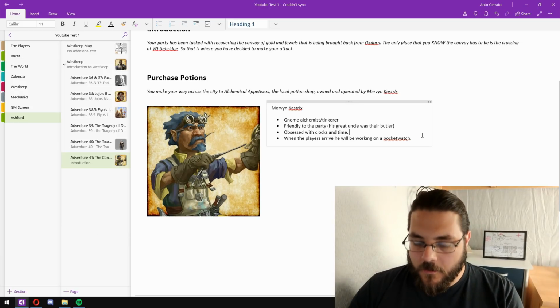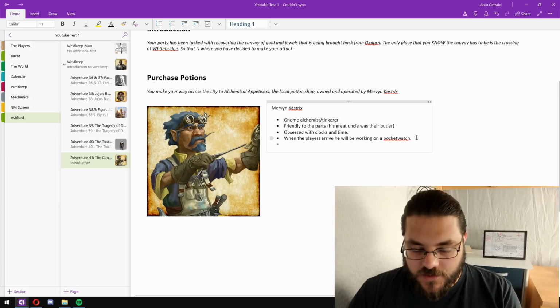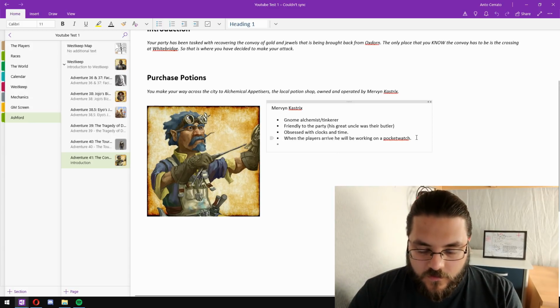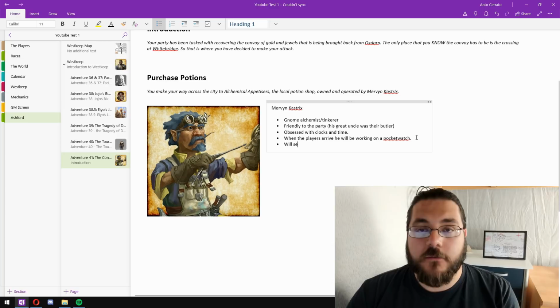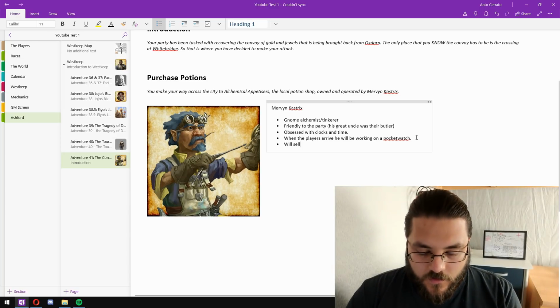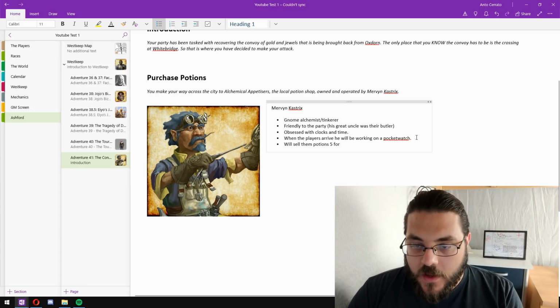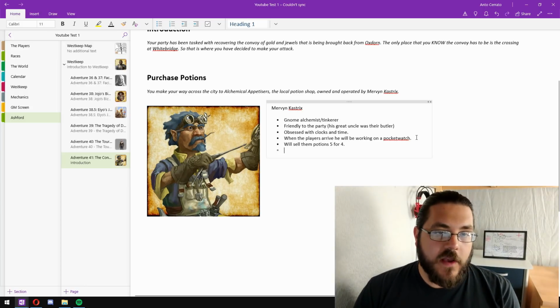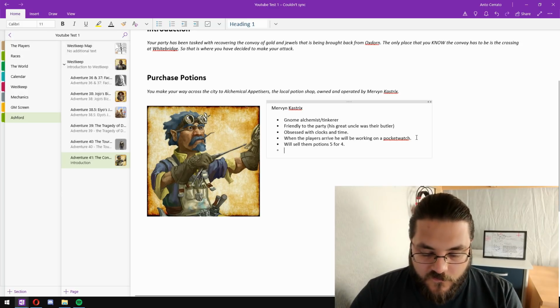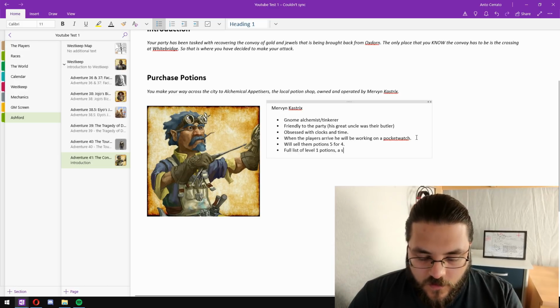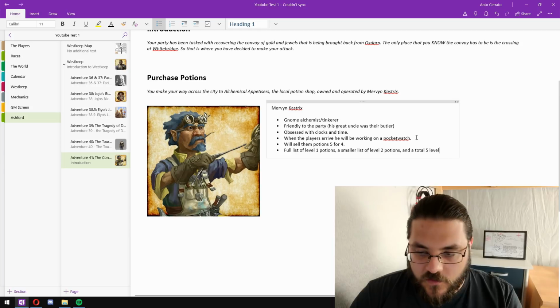Another thing I know about Mervyn, based on previous interactions they've had, is that he will sell potions to them at 5 potions for the price of 4. Sell potions 5 for 4. And in terms of his stock, he will have the full list of level 1 potions, a smaller list of level 2 potions, and a total of 5 level 3 potions.